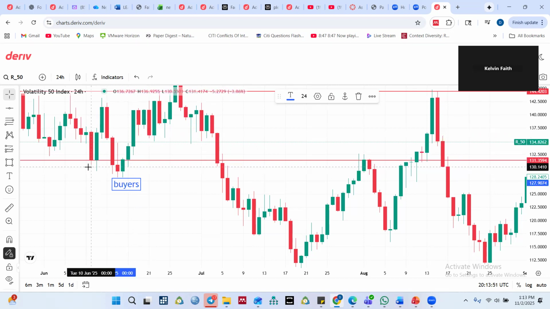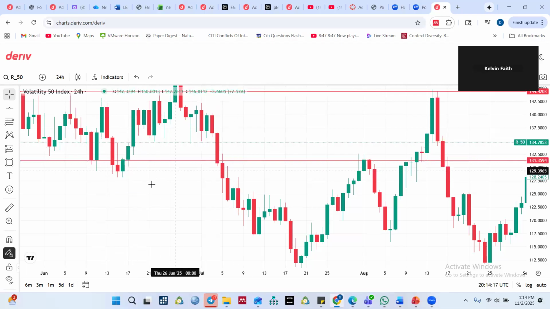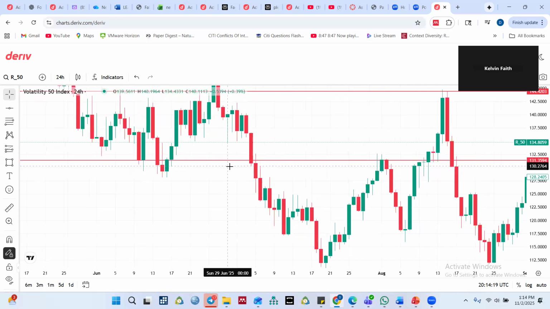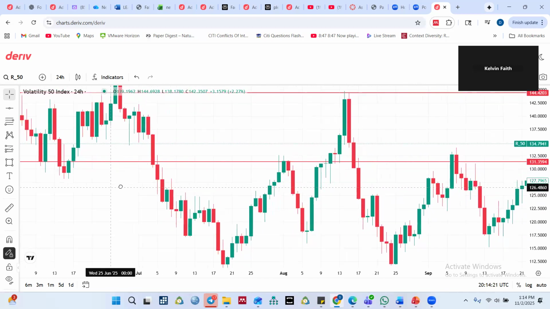So the meaning of this is, below this red line, you see the body of the red candle goes inside the red line, like below the red line. So it's telling us that above the red line, we can have buyers take control. And below the red line, sellers will take control. Do you get the point now? Do you get the point?